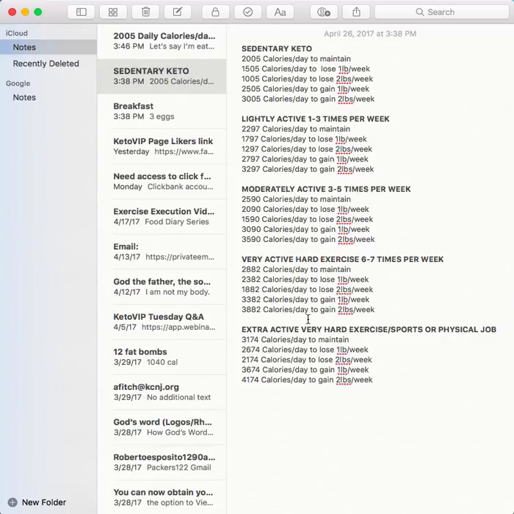So let's just take, for instance, I'm going to be conservative and again, use the sedentary keto lifestyle. And I'm going to say my calories are based on a 2,005 calorie a day to maintain. Now, this was real. I used this to lose 15 pounds in a month, okay? I used the sedentary keto lifestyle that calculated 2,005 calories a day to lose 15 pounds. And here's how I did it.